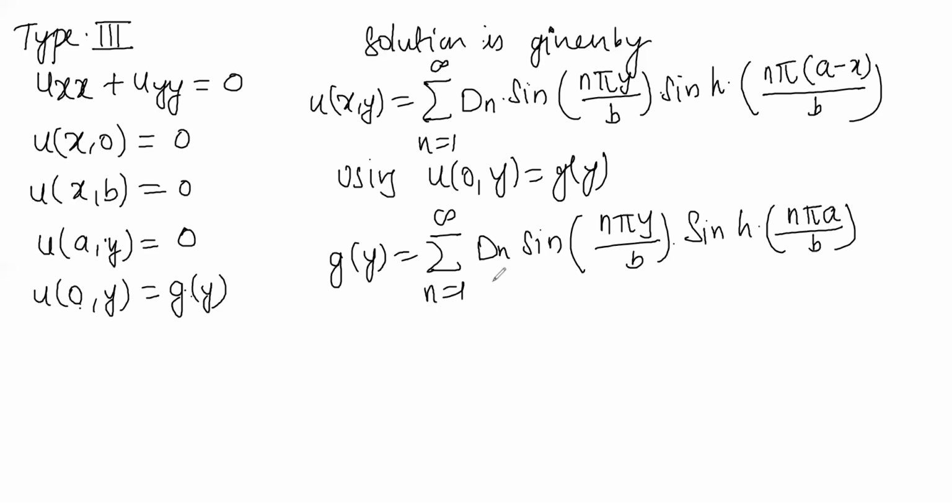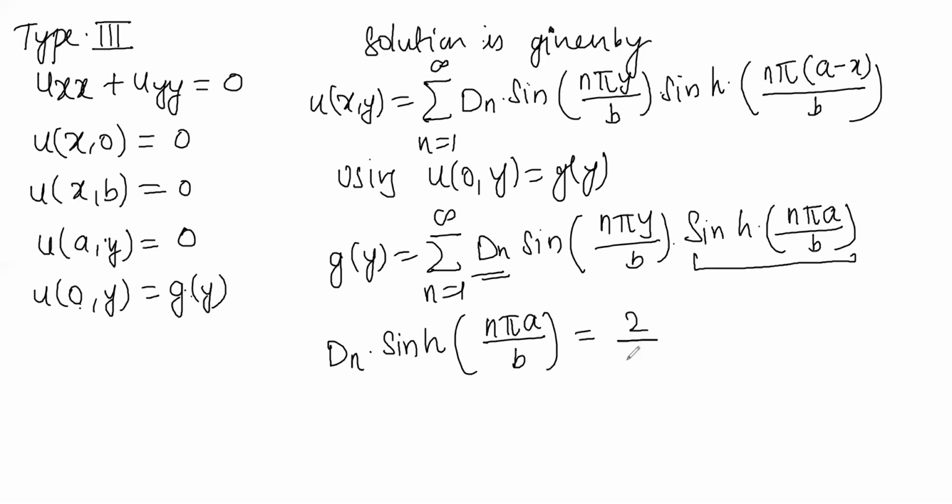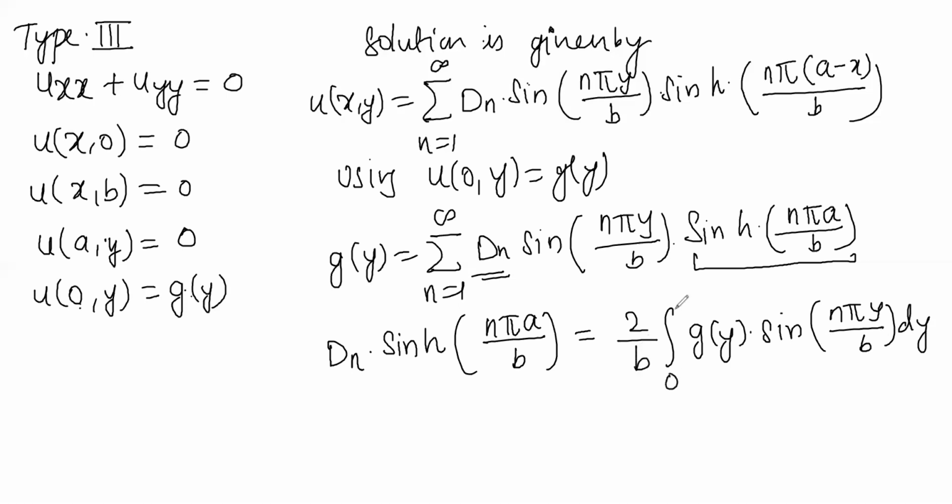Now it is again a Fourier sine series where this coefficient dn and this quantity is your Fourier coefficient, which will be given by dn into sine hyperbolic n pi a upon b. It will be 2 by... we are dealing with y basically. First let me write it down, so you will get it better: g of y into sine n pi y upon b dy. Since I'm dealing with dy, I need the length of y, and the length of y was b, so it will be 2 upon b and then 0 to b. So that's my dn sine hyperbolic. I got this thing, right?